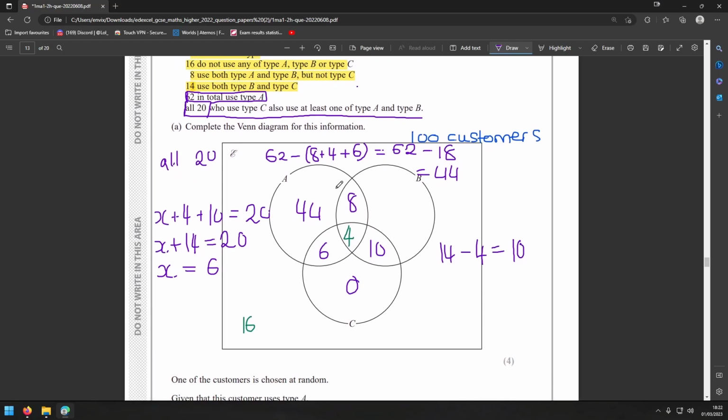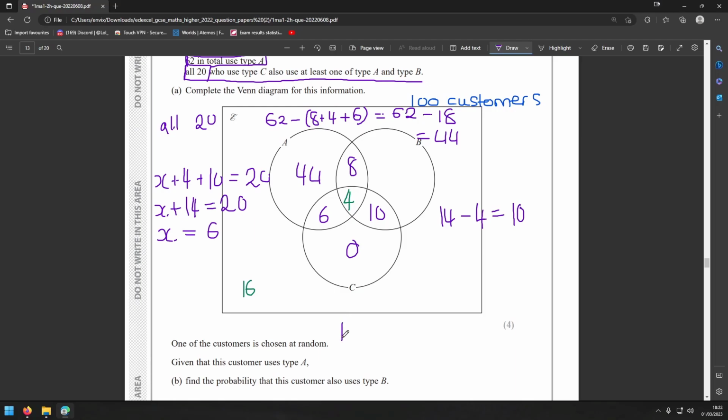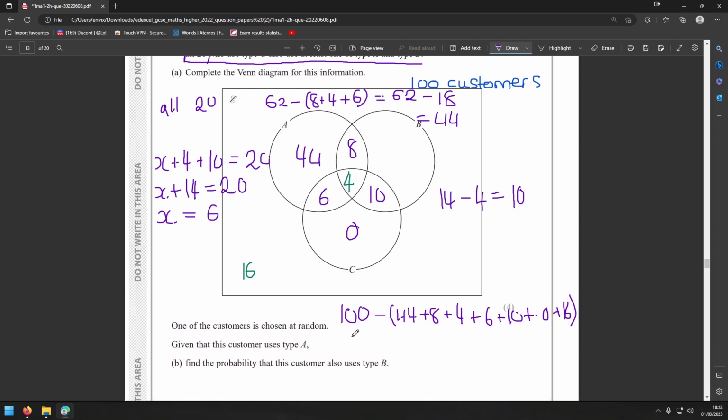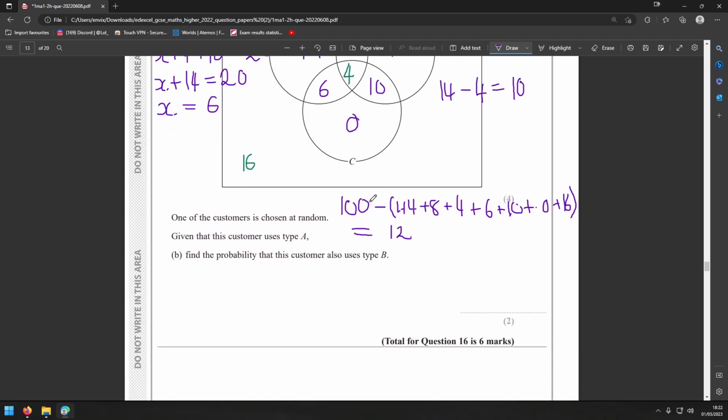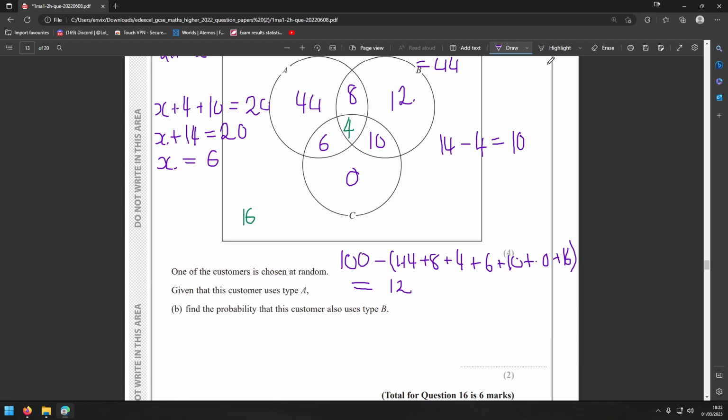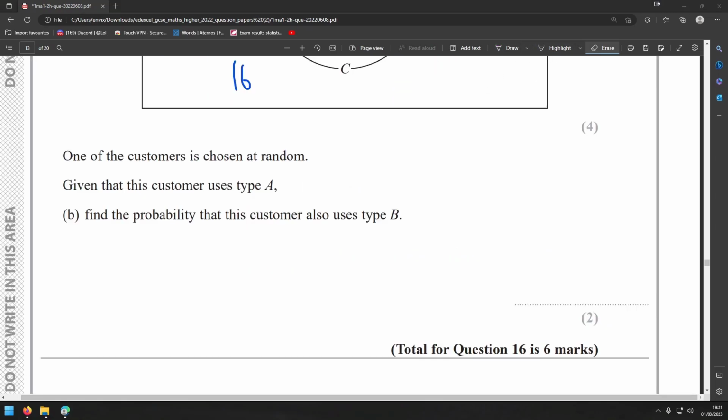But if you want to get all of the marks for this part of the question, what you have to do is you have to understand the fact that we have 100 people inside the Venn diagram. You can subtract all of the numbers in the Venn diagram from 100 to get the value of only being B. And the value of the customer only using B is 12 because we subtract all of the values from 100. And this is very important because the next question requires us to find the probability of the customer that uses type B.